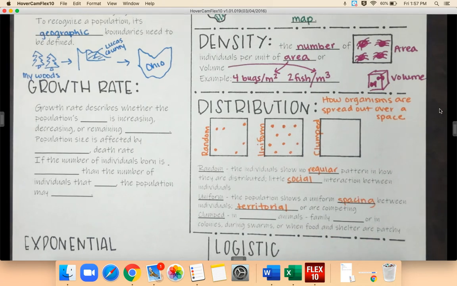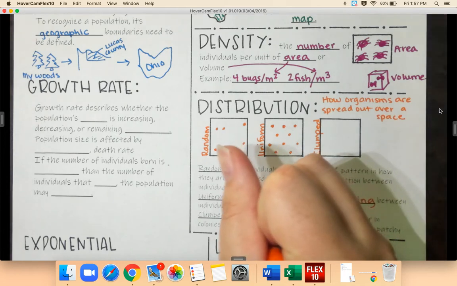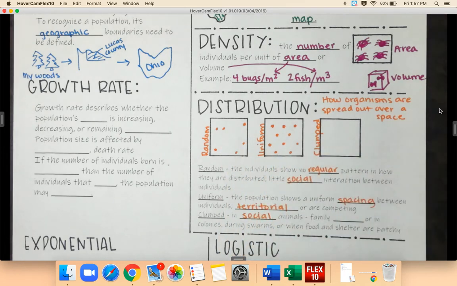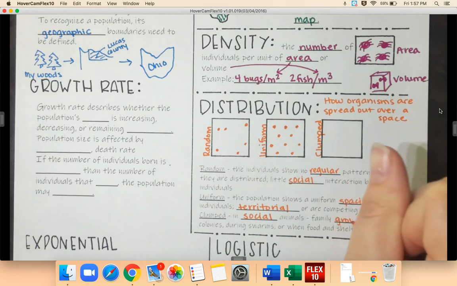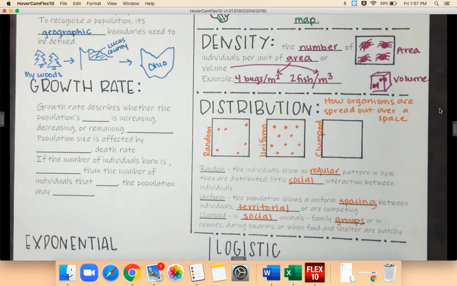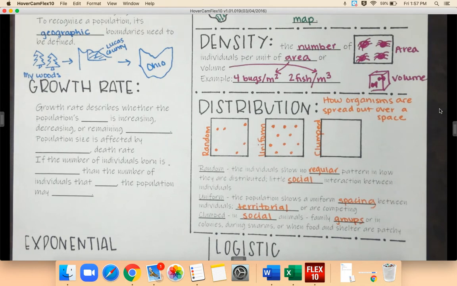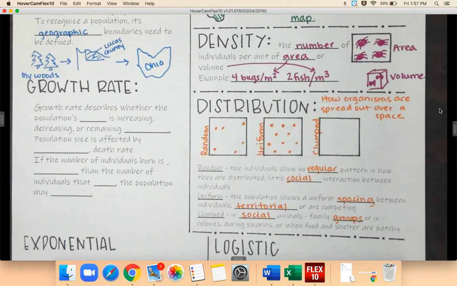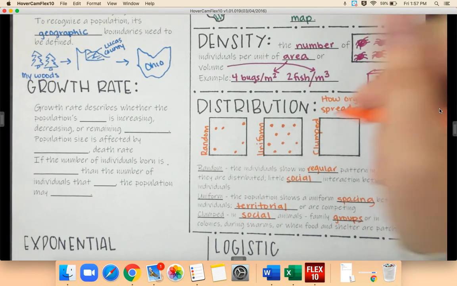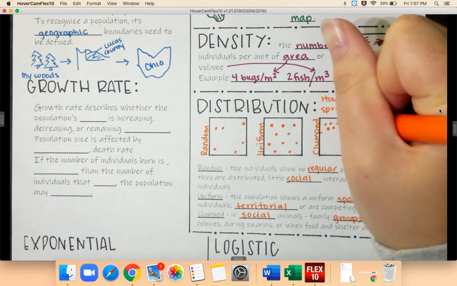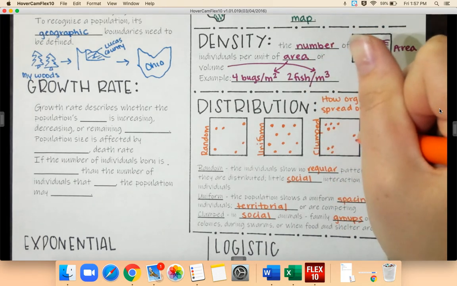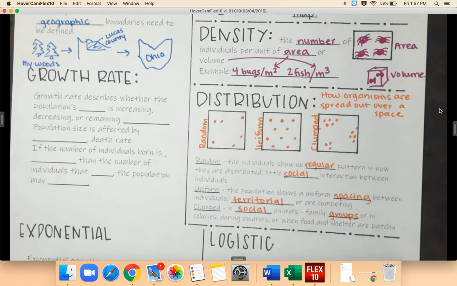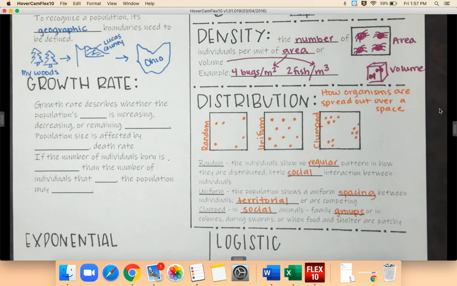Clumped is when typically social animals, family groups, or in colonies during swarms or when food and shelter is patchy. So clumped kind of means they're hanging out as a group for whatever reason that might be. And it might be based on the type of animal that they are. It might be based on if there's food or shelter somewhere. So that's kind of what a clumped distribution looks like.